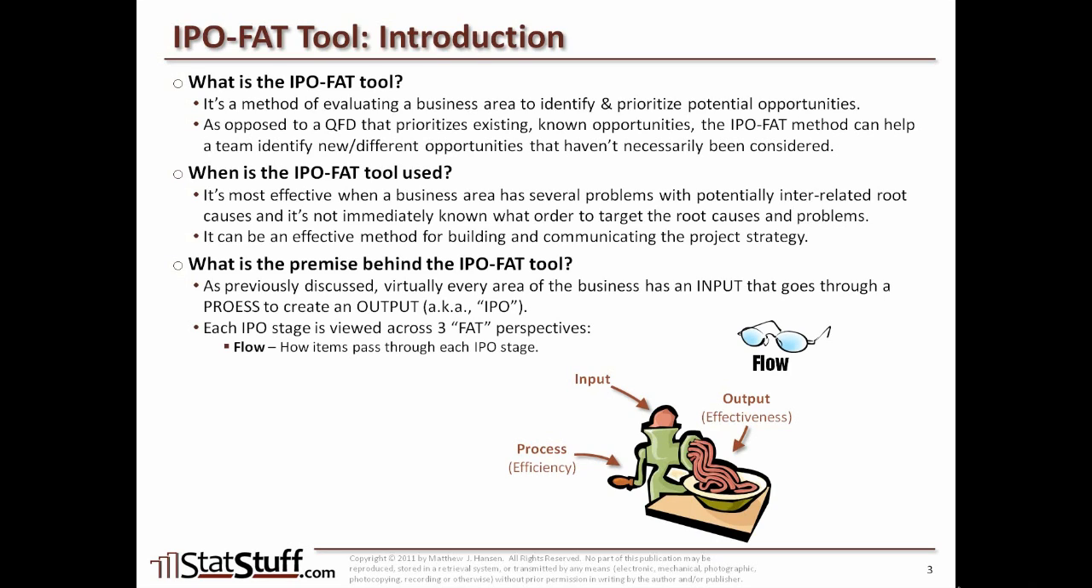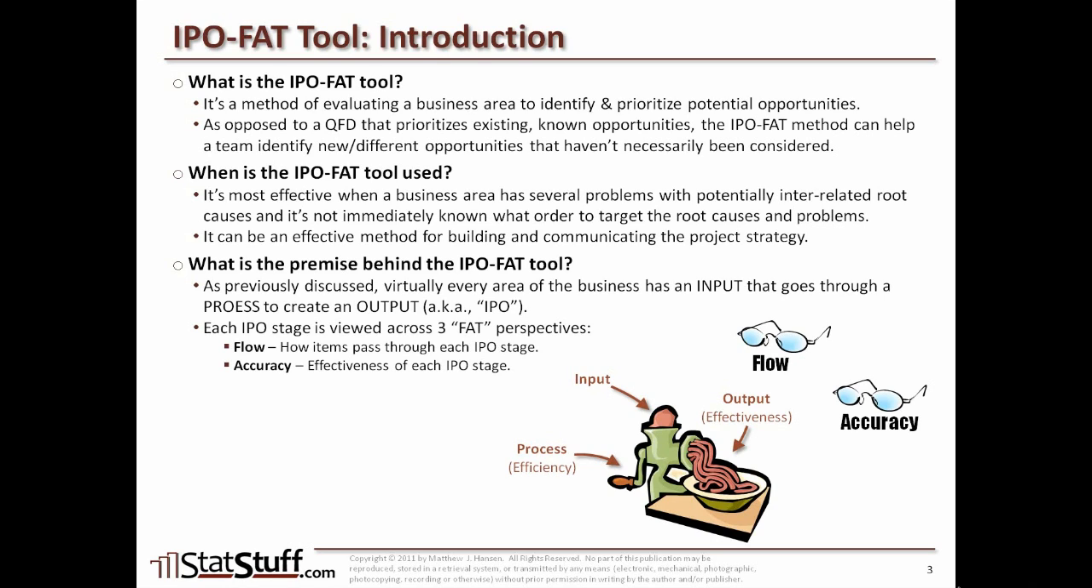First of all, there's the flow perspective. That is, it's looking at how things flow through the process itself, how items pass, how the inputs become outputs, and how they flow through the process. Next, it looks into the accuracy perspective.